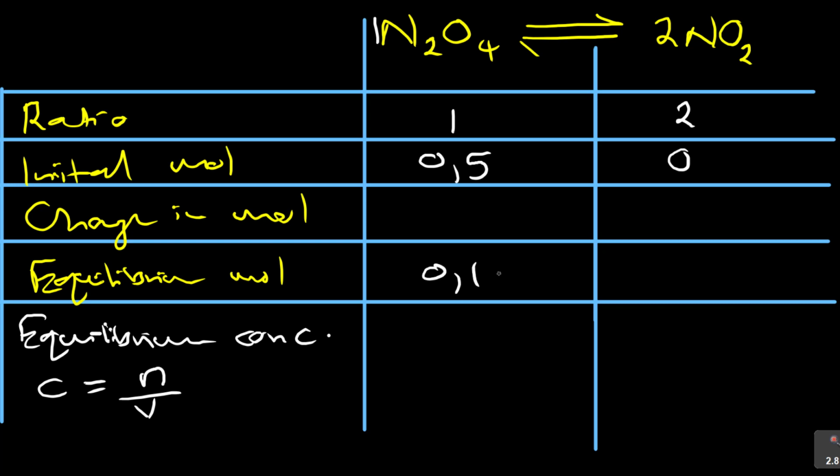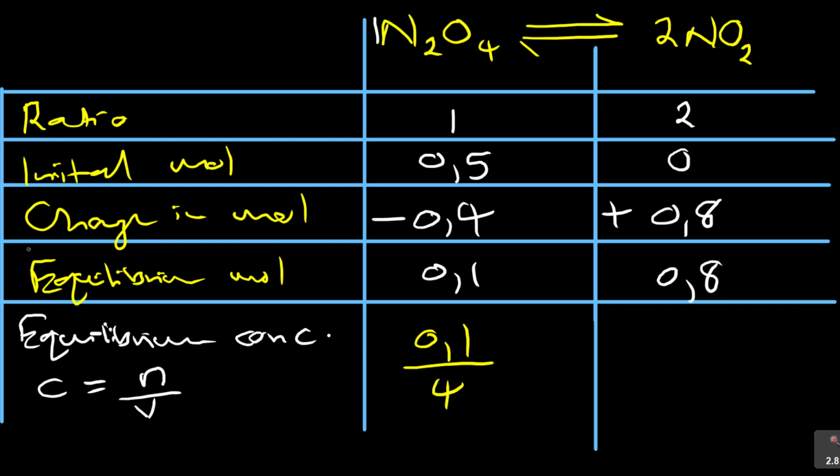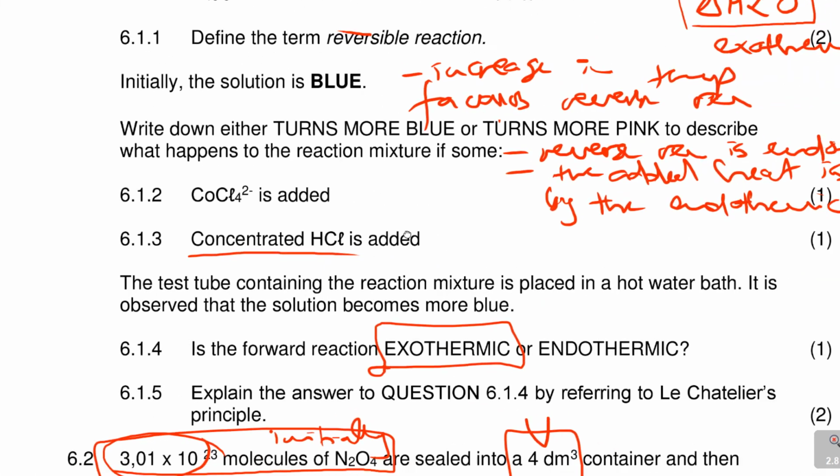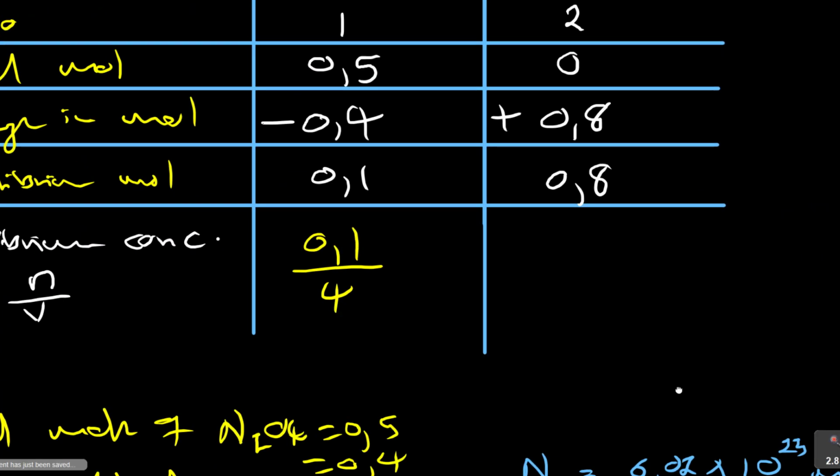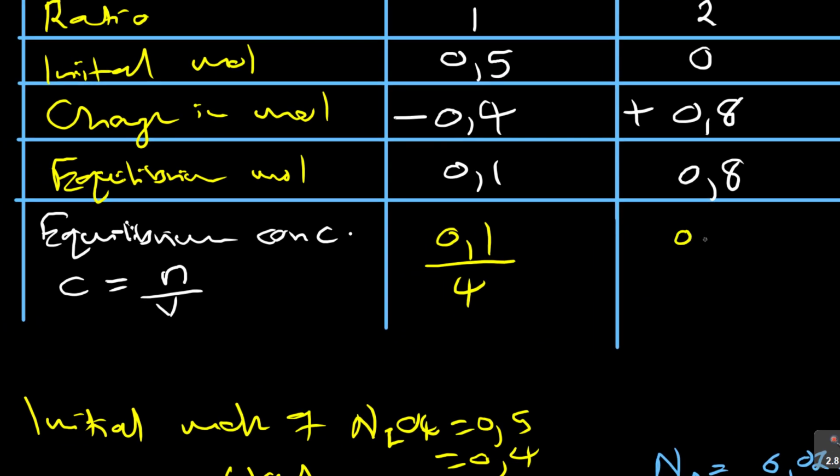So the change in moles, you can see this is negative, this is positive. So that's where you have your 0.4. Remember 1 is to 2. I've done the ratio. For every 1 molecule of N2O4, you get twice. So you multiply 0.4 times 2 is 0.8. Are you with me? So you are adding 0 plus 0.8, which is 0.8. C is n over V. So C is equal to n, which is 0.1, over V. It was 4 dm cubed, you see? And the other one is 0.8 over 4. What is the answer?